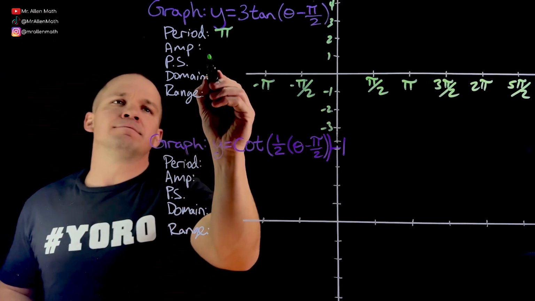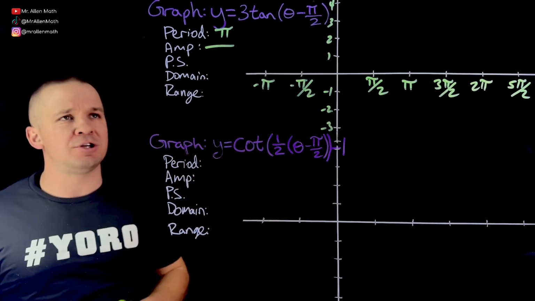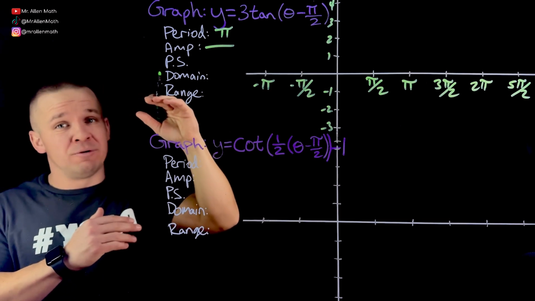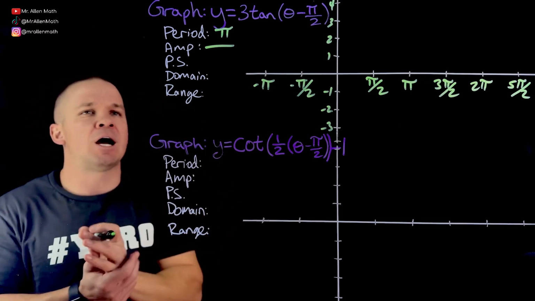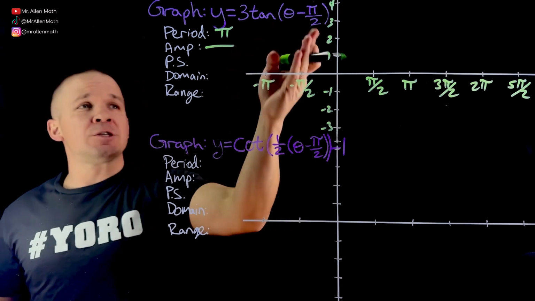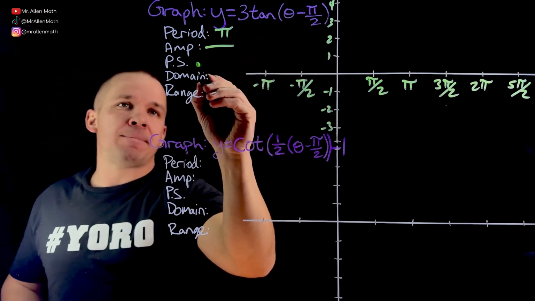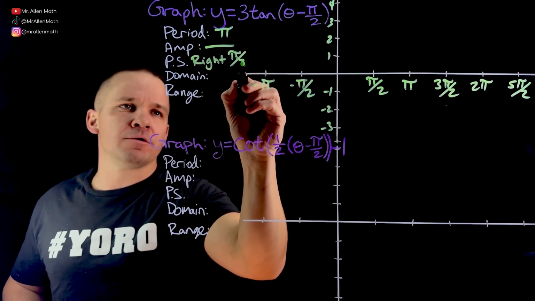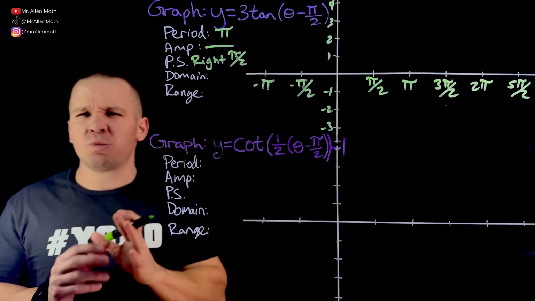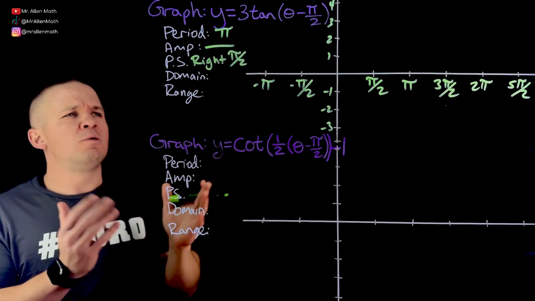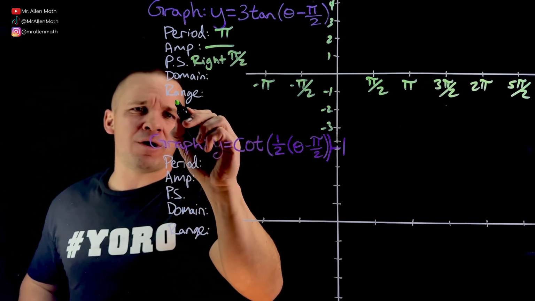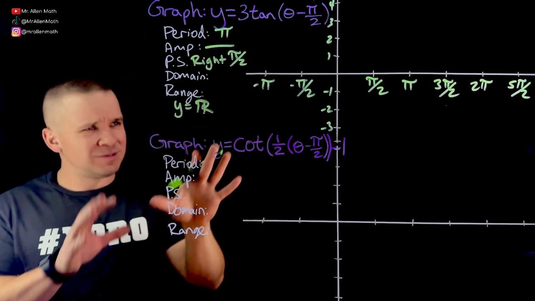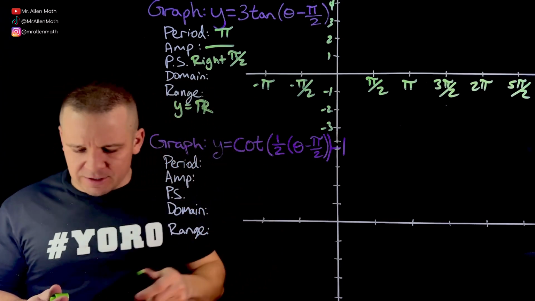Next up, we got our amplitude. As we know, can't do that with tangent and cotangent. They go on forever and ever. Amplitude is how high and how low you go, and if we go to infinity and negative infinity, can't do it. Phase shift. For this one, we do have to go to the right pi over 2. Our domain, range, we'll do that after we get the graph. I think it's easier with the picture there. Range is going to be y equals all reals, but for domain, I think we want to have that graph there. So everything's scaled out, ready to go.